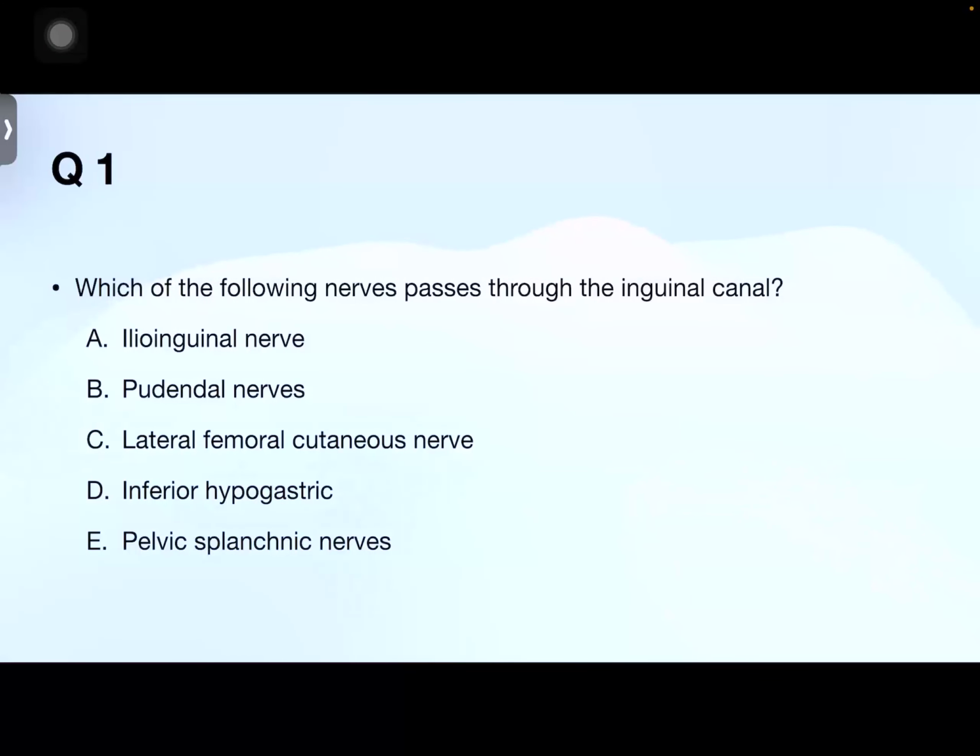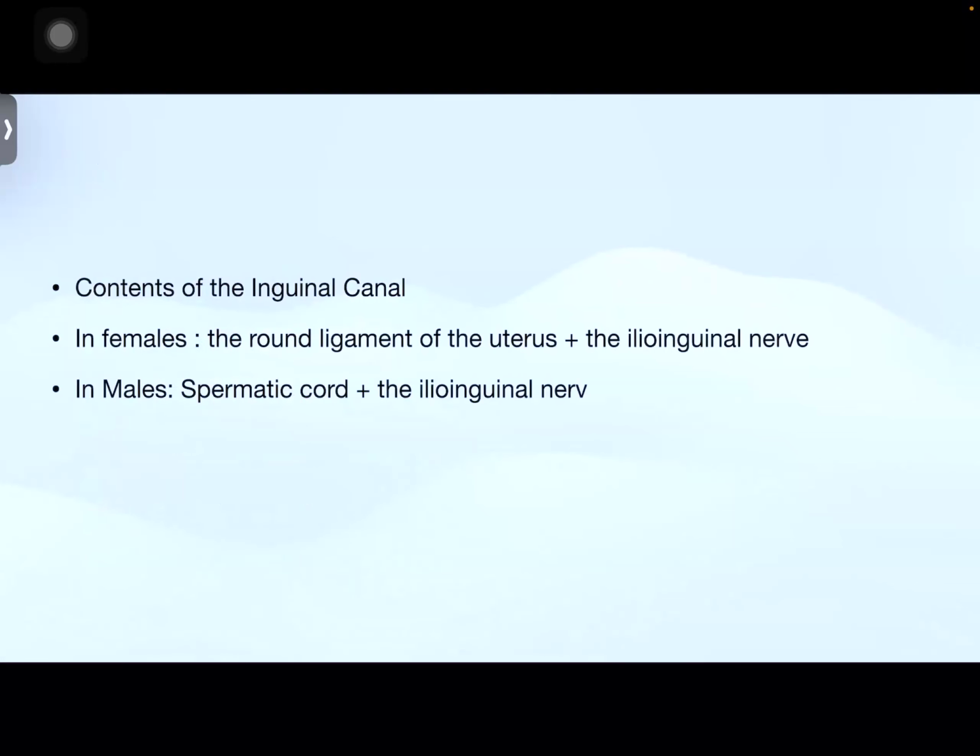Which of the following nerves passes through the inguinal canal? That is ilioinguinal nerve, pudendal nerve, lateral femoral cutaneous nerve, inferior hypogastric, and pelvic splanchnic nerve. Ilioinguinal nerve. Yes, great. So basically, among the contents of the inguinal canal, this is the one nerve common to both female and male. Ilioinguinal nerve is constant, and in females there is round ligament of uterus and in males there is a spermatic cord.